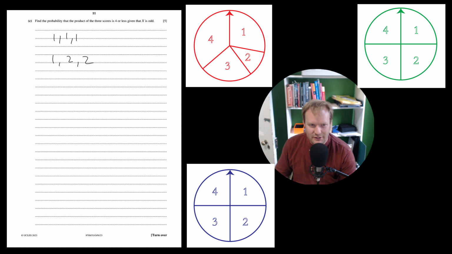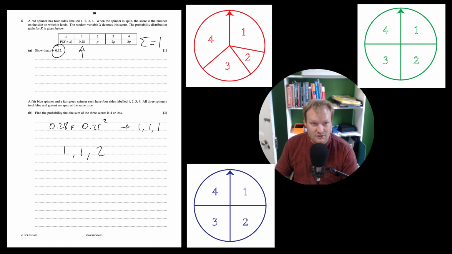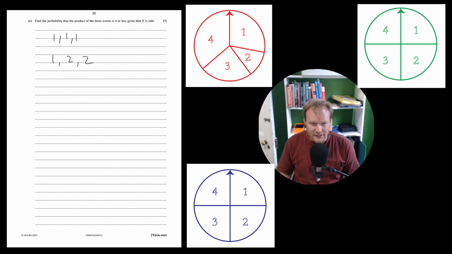Now, of course, you might already be thinking, wait, it said that X is odd. But what does X represent? The probability distribution of X is given below. X is for the red spinner, not for the other 2 spinners. So there are a few little details here that are worth seeing already. So 1, 2, 2 would be a fair option for us to have, because that would give us a product that is less than or equal to 4, and X, the red spinner, is equal to an odd number. That was weird phrasing. Sorry, I'm switching things in the background to keep everything working.